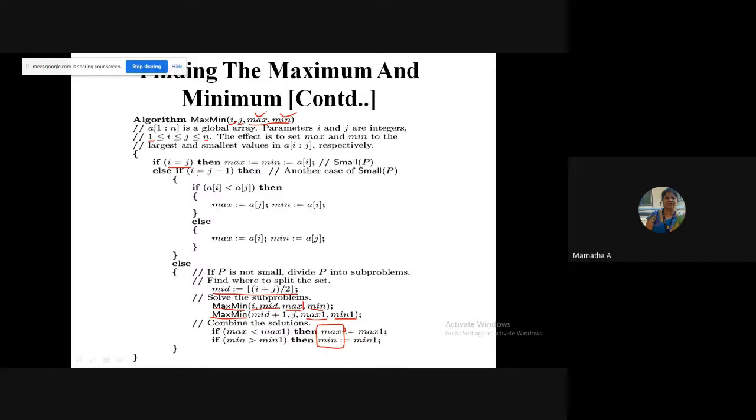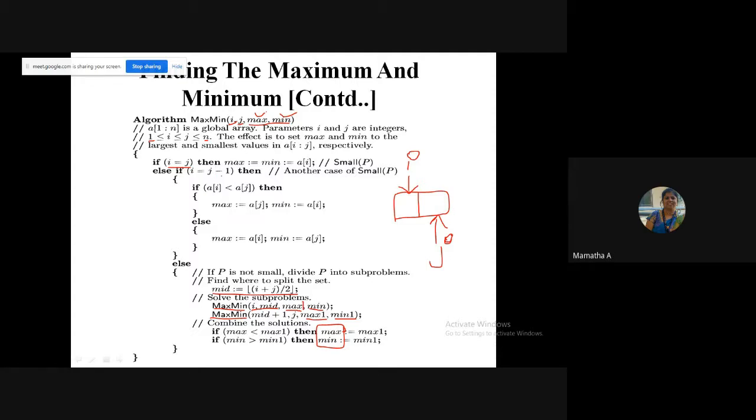If the array is having two elements, how do I get to know the array is having two elements? When the array has two elements, where will i be pointing to? That is low. Low will be pointing to the first one and j will be pointing to the second element, isn't it? So what is the condition that I can give? How do I check there are two elements in the array? The condition is if i is equal to j minus 1. First element, second element, isn't it? Or you can write the other way around. If j is equal to i plus 1, that also you can write.